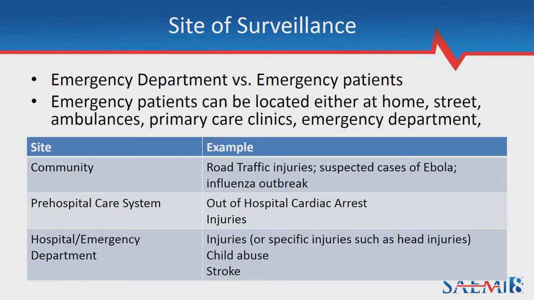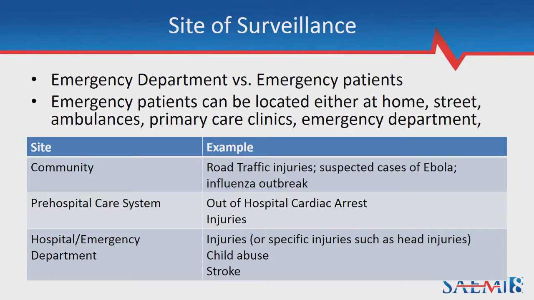Site of surveillance, Adam talked about. When you talk about emergency care research, you often talk about emergency department research. And from the CLEER's perspective, emergency care research is where the emergency patient is. And often, those patients are not in your traditional emergency departments. So it could be, as you know, community, ambulances, clinics, emergency departments.